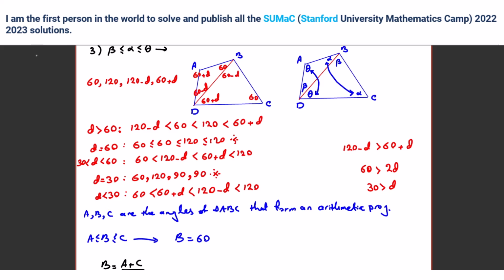Okay, so let's check each of them. For the first one, the difference is 60, right? So this one, 60, is a contradiction, right? It can't be, because 180 equals 60 plus d, then d is 120, which is a contradiction. If d is 120, this one would be 180, and an angle just cannot be 180. So this 60, 120 minus d, 60 plus d.